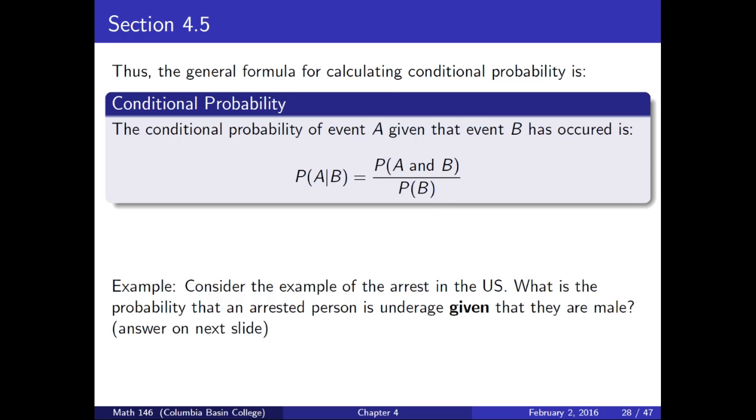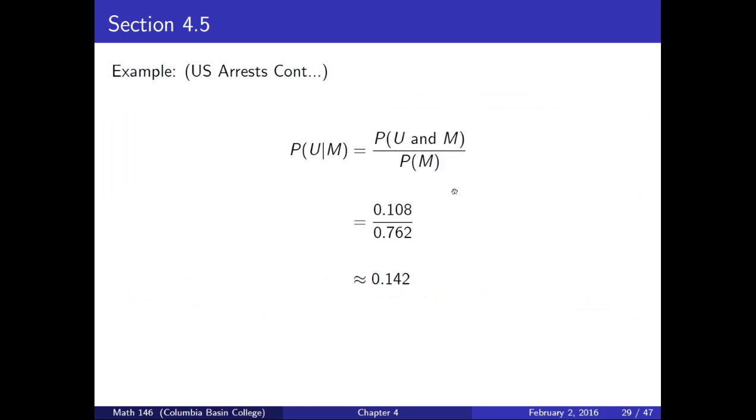So let's look at the example with the arrests in the US. What if I wanted to know what's the probability that an arrested person is underage given that they're male? Well, if I wanted the probability of underage given male, I should just be able to take the probability of underage and male, divide by the probability of male, because that's the given condition. That's going to be 0.108 divided by 0.762, which will give us 0.142.